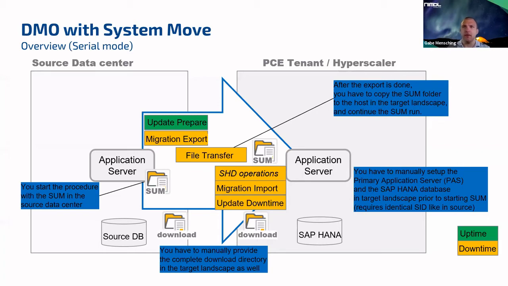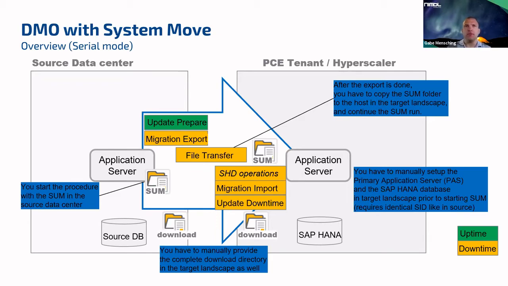database out. And until that is completed, you then copy the SUM folder from the source to the target. Once the SUM folder is all the way migrated to the target, you then continue the procedure, and in this, the shadow operations actually run in downtime. So this is going to significantly extend your downtime.